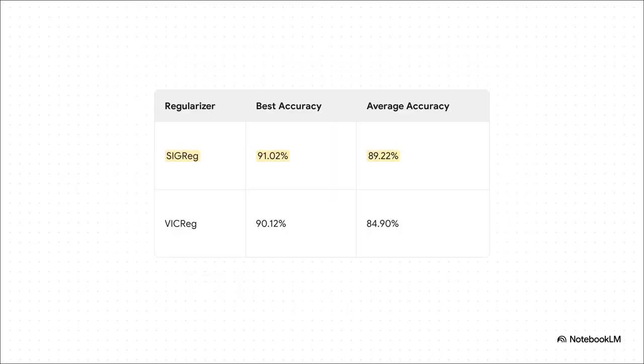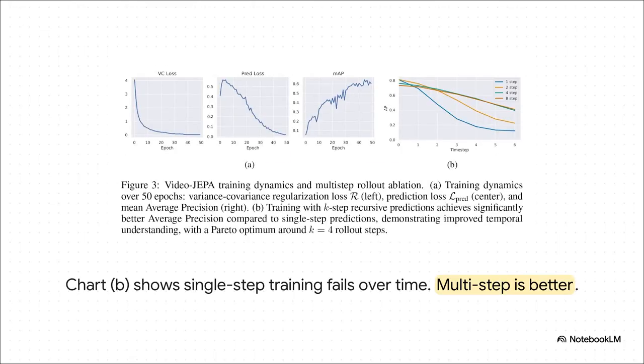And the numbers in this table just hammered that point home. Yeah, sure. Both methods can hit a pretty similar peak accuracy around 90 or 91%. But look at the average accuracy. SIGREG holds a much higher average of over 89%, while the other one drops below 85. This proves it's not just good, it's way more reliable. It just works.